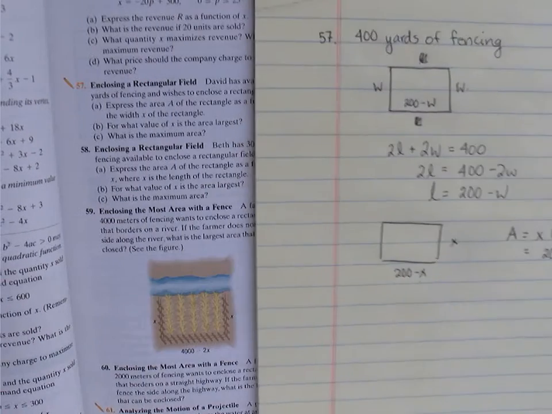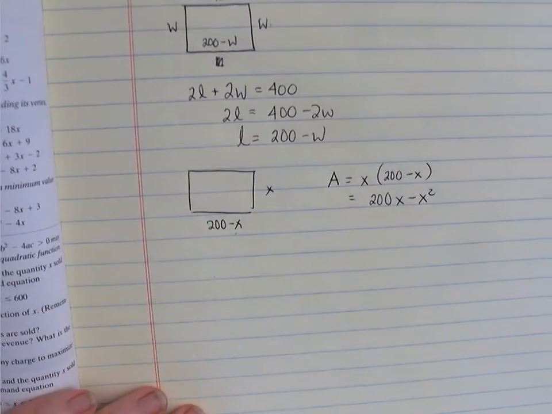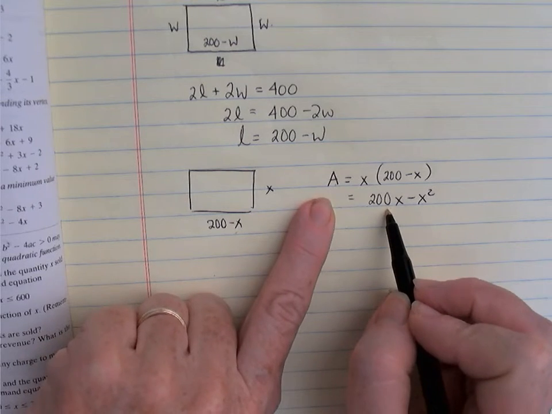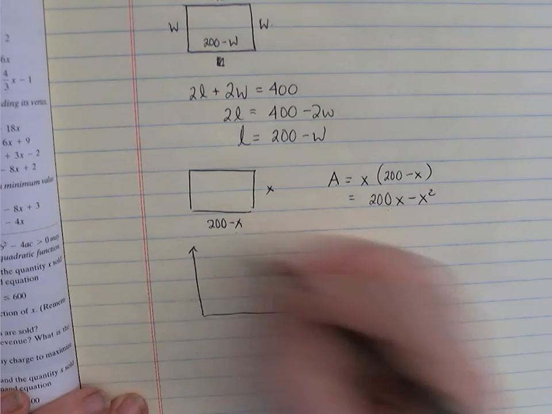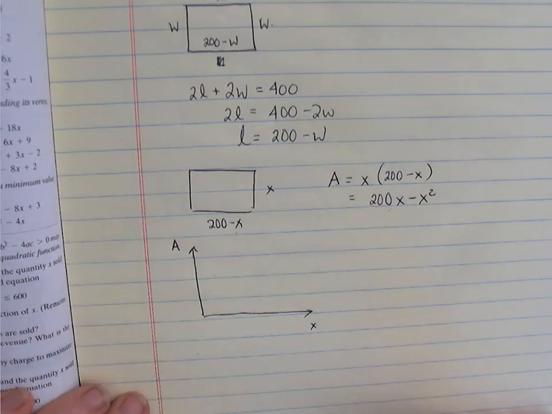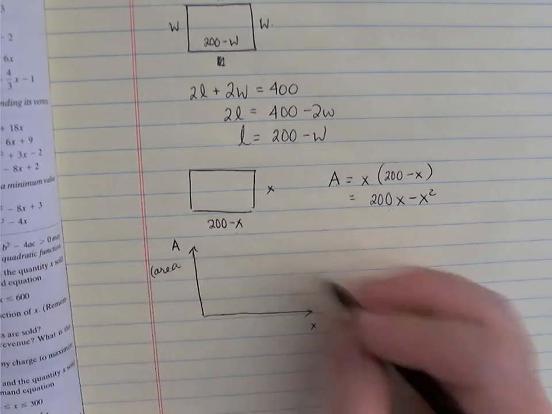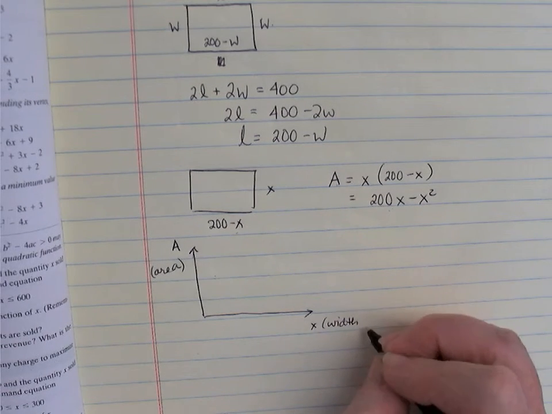So that's the area. And then they ask for what value of x is the area the largest. Well, let's do exactly what we had done. Here I have a relationship between A and x. Area is a function of x. So A is how I'm going to label my y-axis. So that's the area. And x is going to be the width, in feet, in fact, or yards.